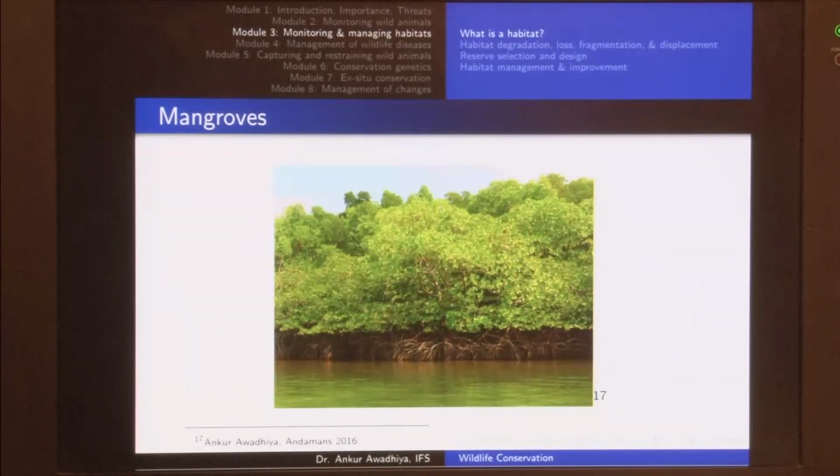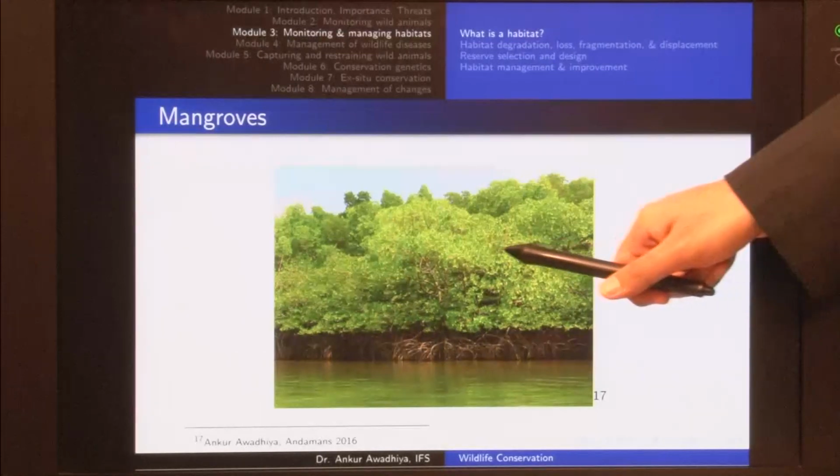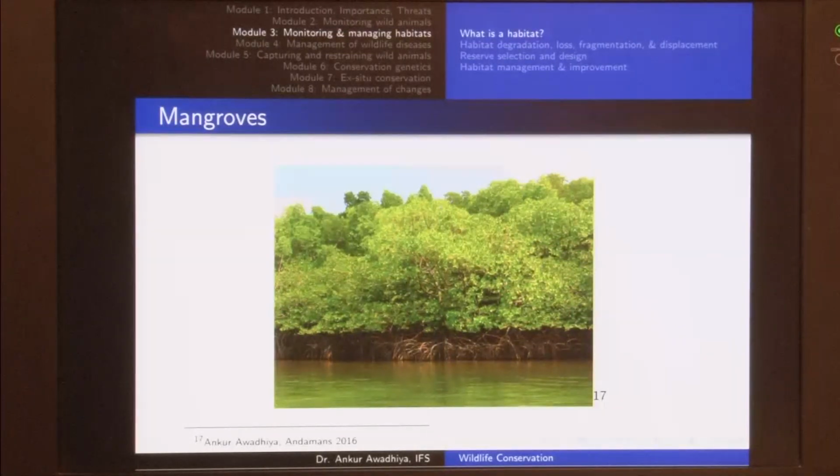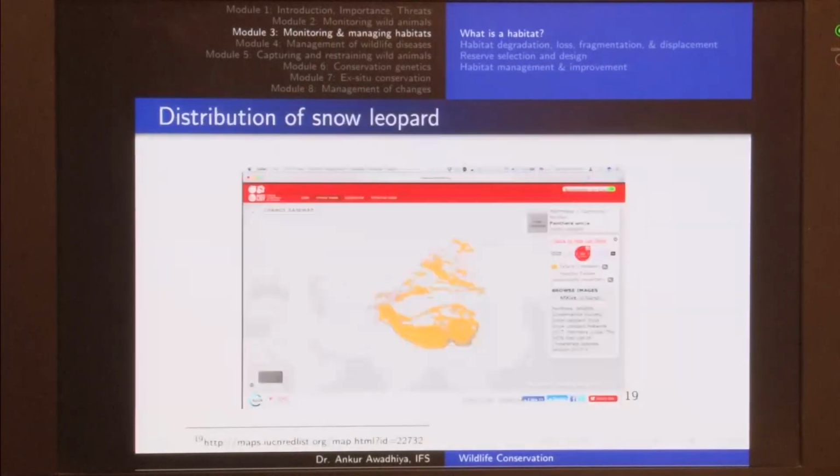When we talk about the biotic factors that govern a habitat, this is a very good example in which these trees are the primary determinants of the habitat. Then we also have our oceans and seas, which provide a very unique habitat for some other animals such as turtles. Now, when we talk about habitat and when we talk about species, we can find that every species is localized to certain habitats.